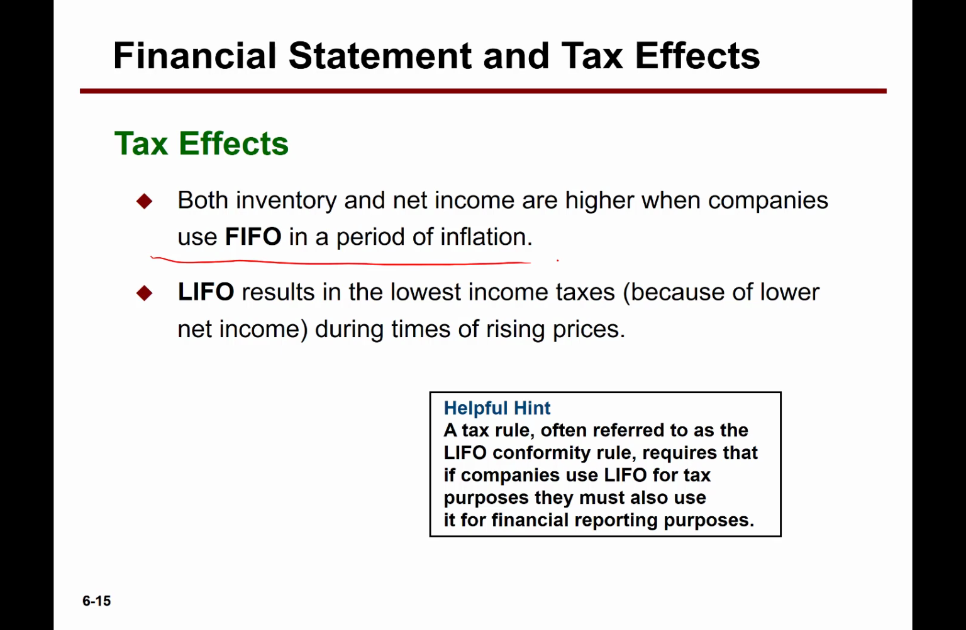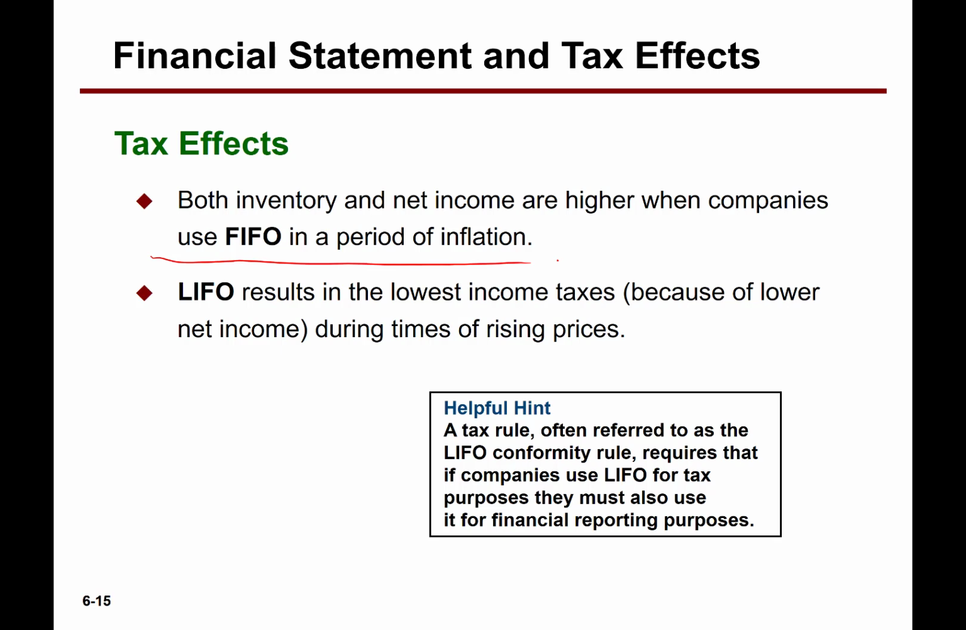LIFO, on the other hand, in a period of inflation, will do what? Will give us a higher cost of goods sold. Higher cost of goods sold means what? Lower net income. Lower net income means what? Less taxes, doesn't it? So most companies would be happy to pay less tax, wouldn't they? So how come most companies don't use LIFO? Well, think about it. It seldom coincides with the actual flow of goods, right?